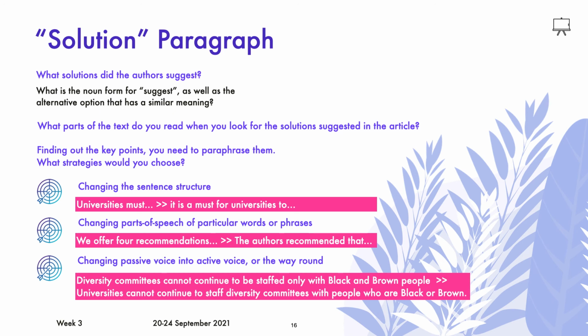And then the main change here would be the word recommendation, which is originally a noun. And you have to convert it into, for example, a verb in this case. So it doesn't work when you change recommendation into suggestion. We offer 4 suggestions. It is not paraphrasing. It is pretty much like copying.